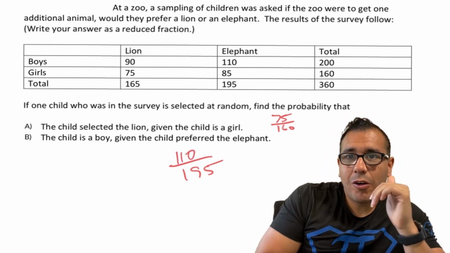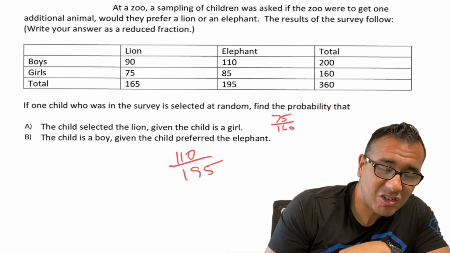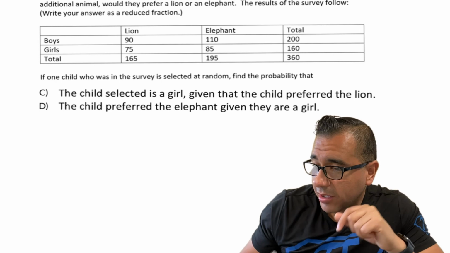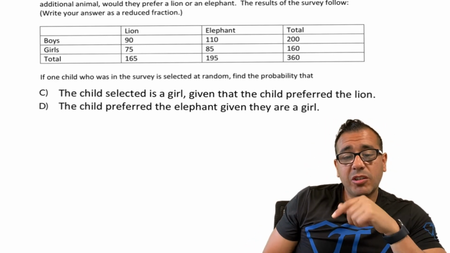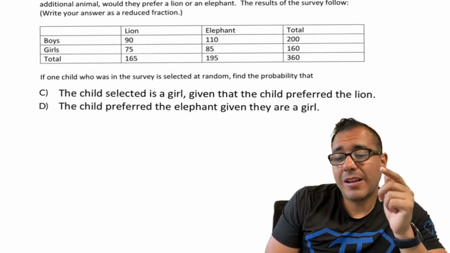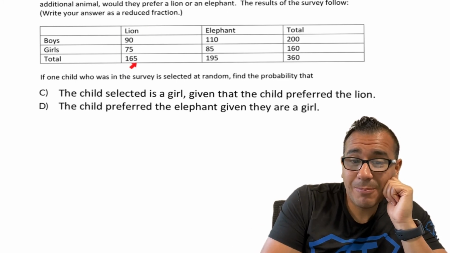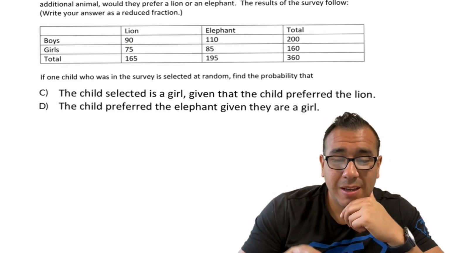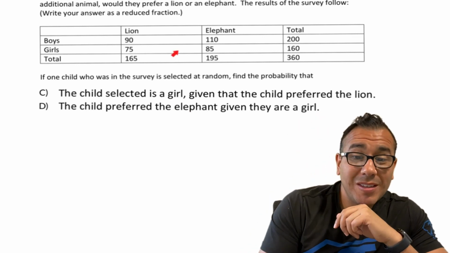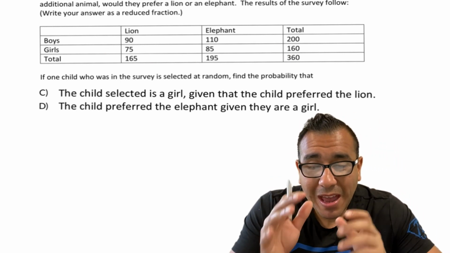And it's that easy, folks. So we have 2 questions for you. We want you to try out these 2, so check them out. If you have Julio on demand, make sure you get Julio out so you can answer these questions. Part C: the child selected is a girl given the fact that they preferred a lion. Remember that number on the bottom: you're only looking at the lions and how many of those that preferred lions were girls. And part D: the child preferred the elephant given they were a girl. In this case, the number on the bottom is the number of girls, and we're looking at, out of those girls, how many preferred elephants.